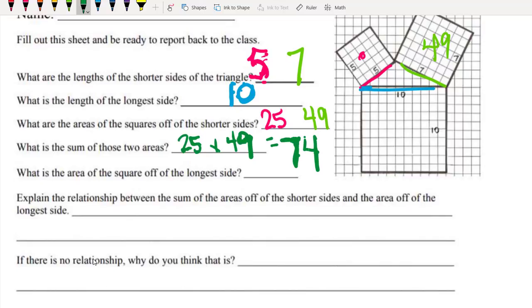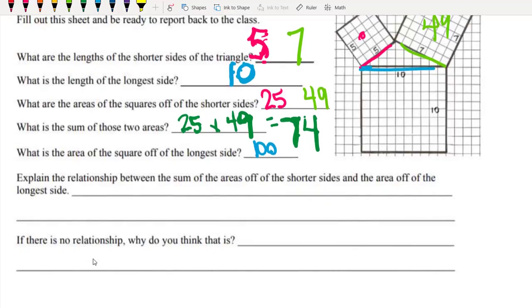Better. What is the area off the square off the longest side? Well, 10 squared. 10 times 10 is 100. It's not 74. What is the relationship between the sum of the areas off the shorter sides and the area off of the long side? There isn't a relationship.